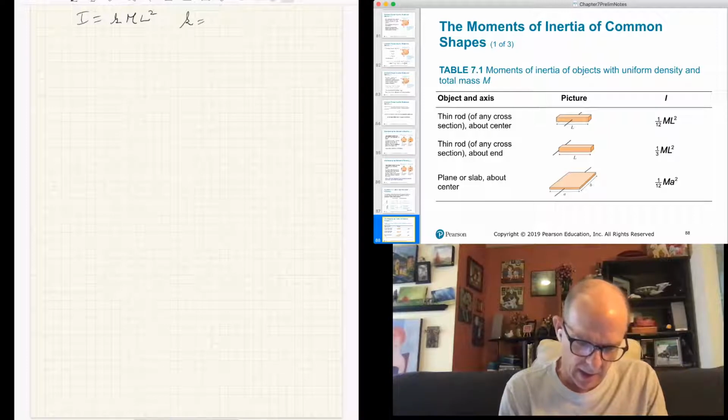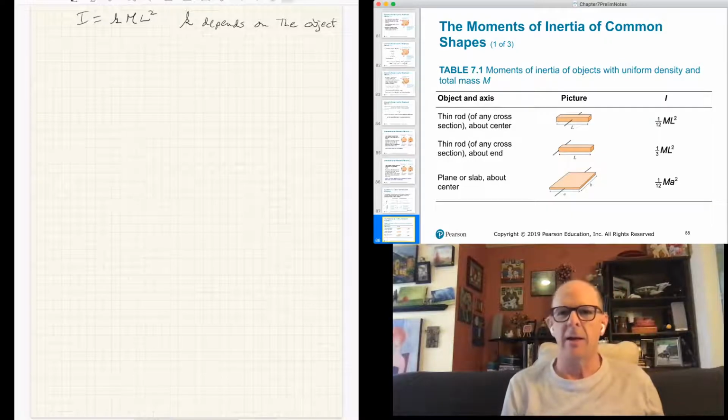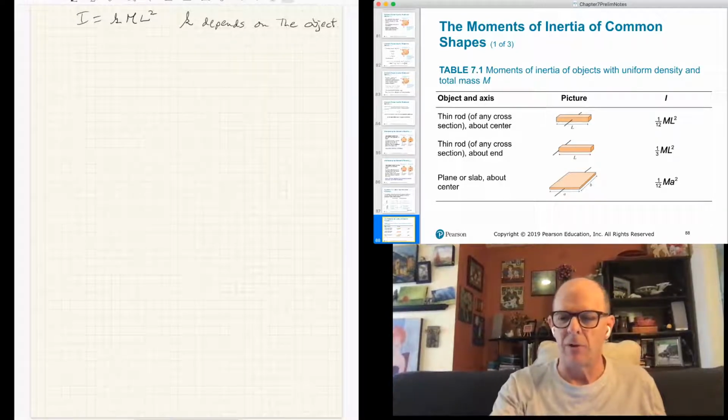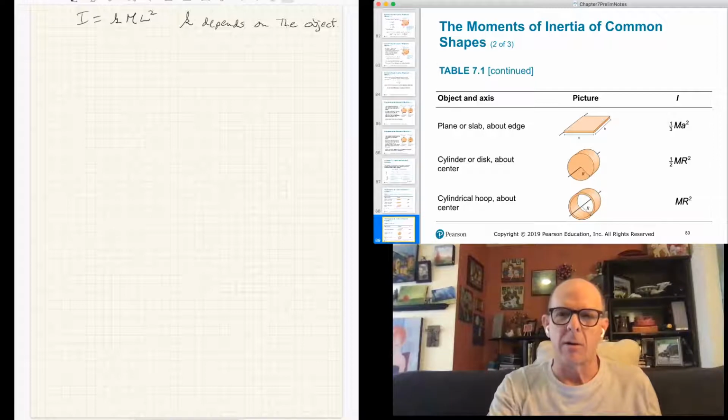K depends on the object, and you don't have to calculate k, but you should have some intuition for whether k is bigger or smaller for different types of objects.